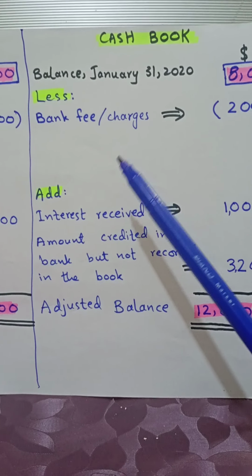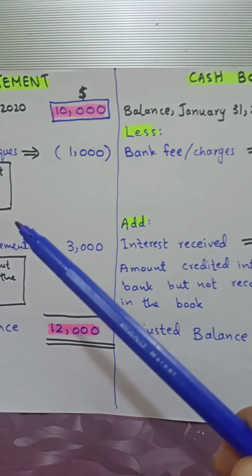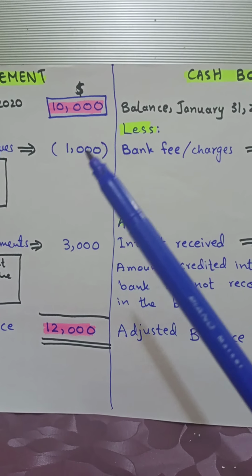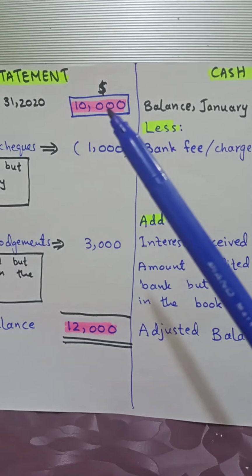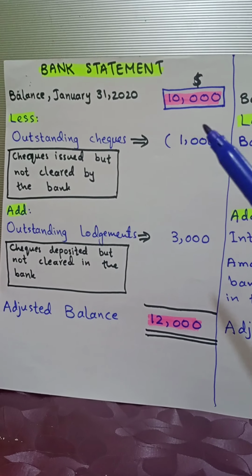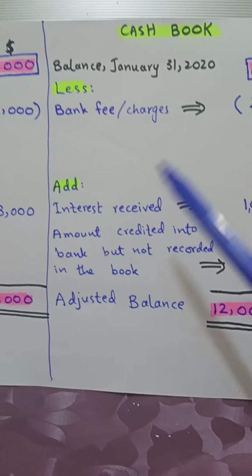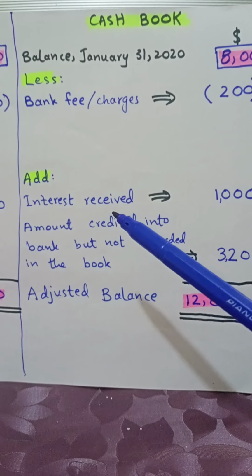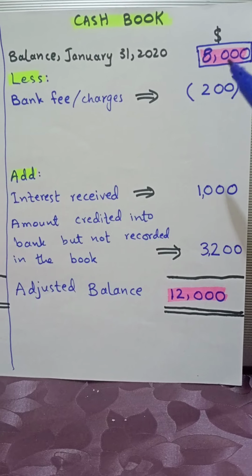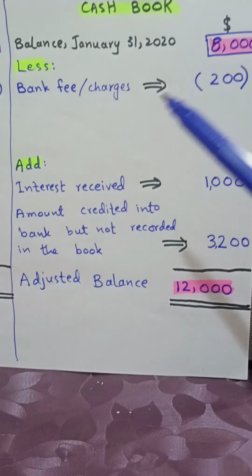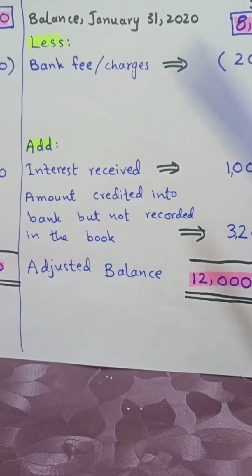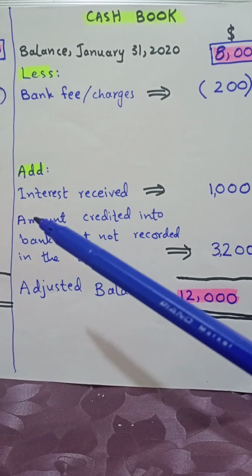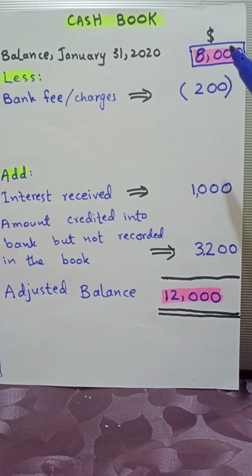Okay, next thing: the bank also gives you interest on your bank balance, and the interest which you are going to receive has already been included in the bank statement balance. However, you have not recorded this entry in your cash book yet, so interest received should be added to your cash book balance. Similarly, any amount which is credited directly into your bank but you have not yet recorded in your cash book should be added to your cash book balance.